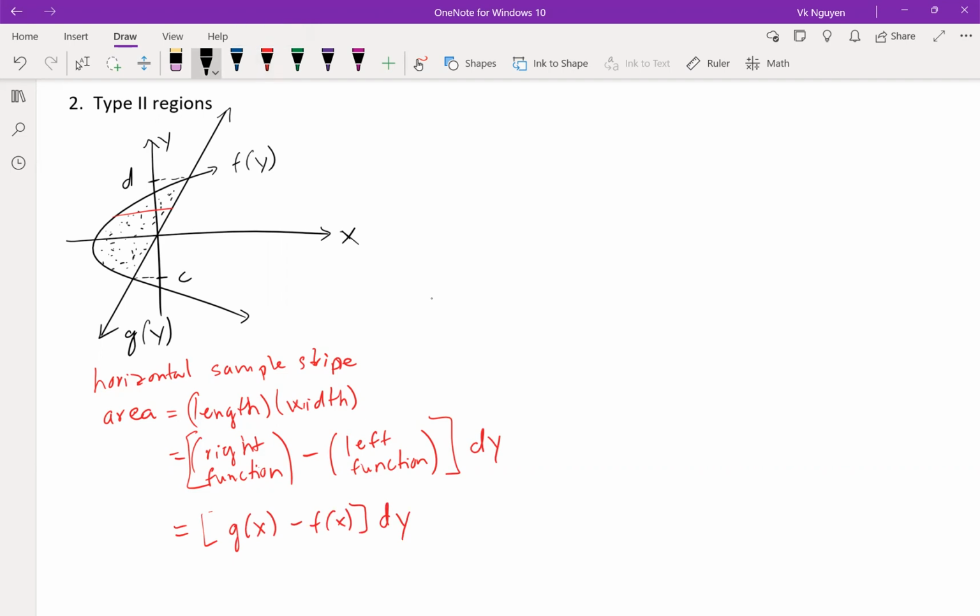And so, similar to the previous region, the area between the two curves would be the limit of the Riemann sum. So that is the integral from, in this case, c to d of g(x) minus f(x) dx. Let's take a look at some examples.